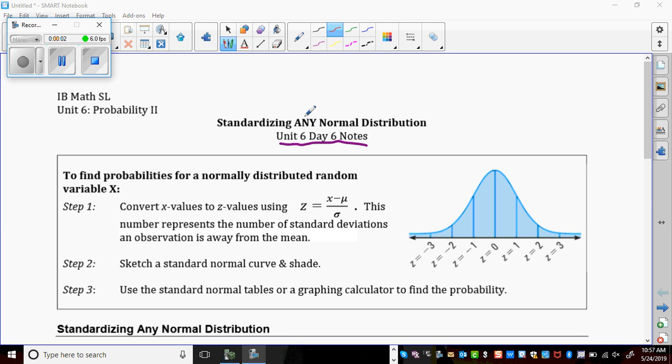Good morning. This is Unit 6, Day 6 notes, and we're going to work on standardizing the normal distribution. So we have this formula to find the z-score, and then we have a chart that we can look up to find our probability. So this is the score that you're trying to find minus the mean divided by the standard deviation.